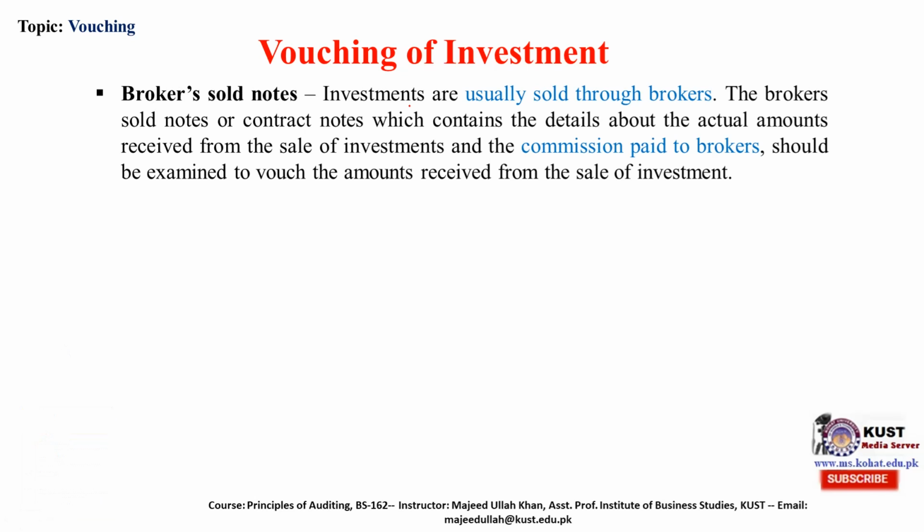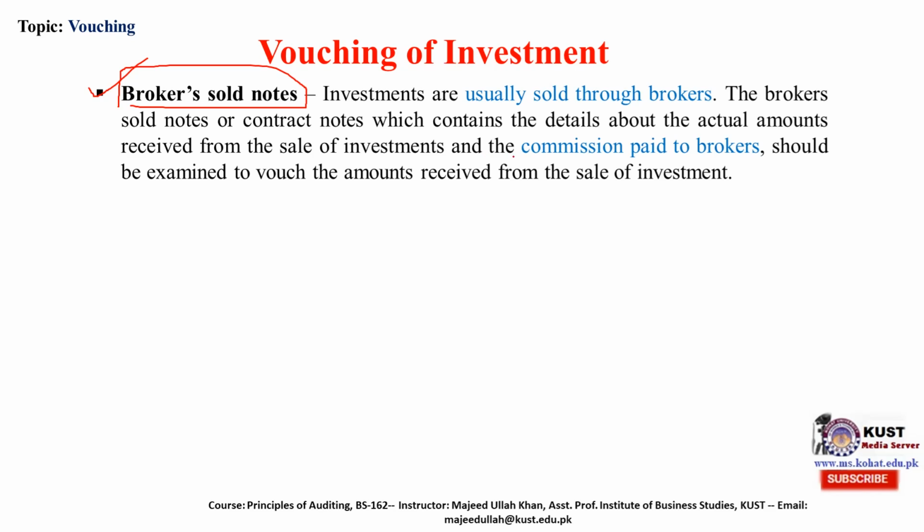This is investment. The company invested surplus cash in the shares or bonds or money market securities or any government securities in order to earn some profit or to maintain its value. So all these investments are done through the broker. The broker sends them a sold note. This sold note is basically a source document that the auditor will check.